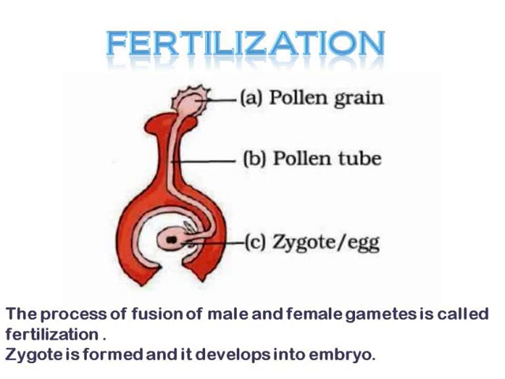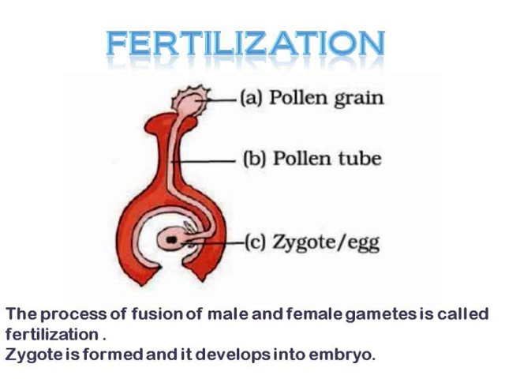Fertilization. The process of fusion of male and female gamete to form a zygote is called fertilization. Fertilization takes place after pollination and germination. So how does fertilization take place? In the process of pollination, the pollen grain is transferred from anther to the stigma. So first the pollen grain lands on the stigma. Next, the pollen grain germinates.